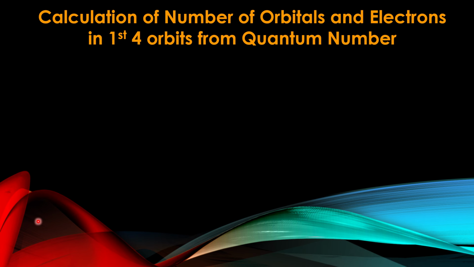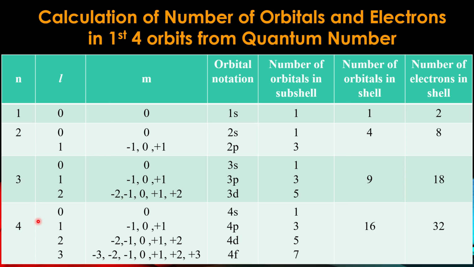Now, calculation of the number of orbitals and electrons in the first 4 orbits from quantum numbers. Dear students, you can calculate the number of electrons present in any orbit by the 2n² formula. But this is not by using quantum numbers. Here we will calculate the number of electrons and also orbitals in the first 4 orbits, first, second, third, fourth, that means K, L, M and N shell, by using quantum numbers. Look, how will we calculate this?